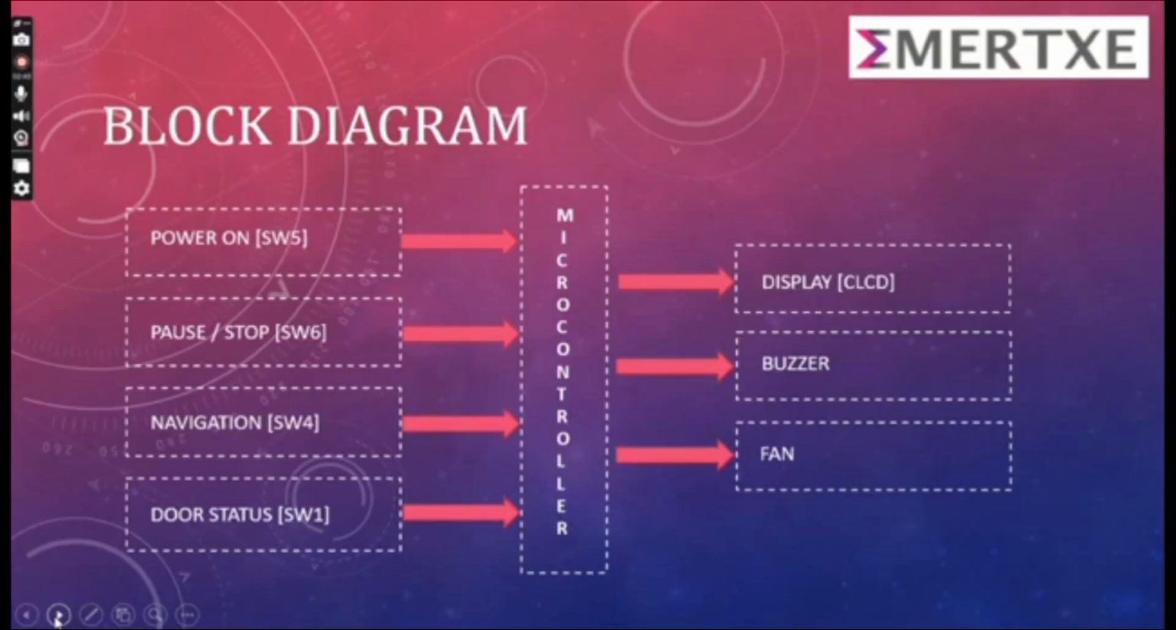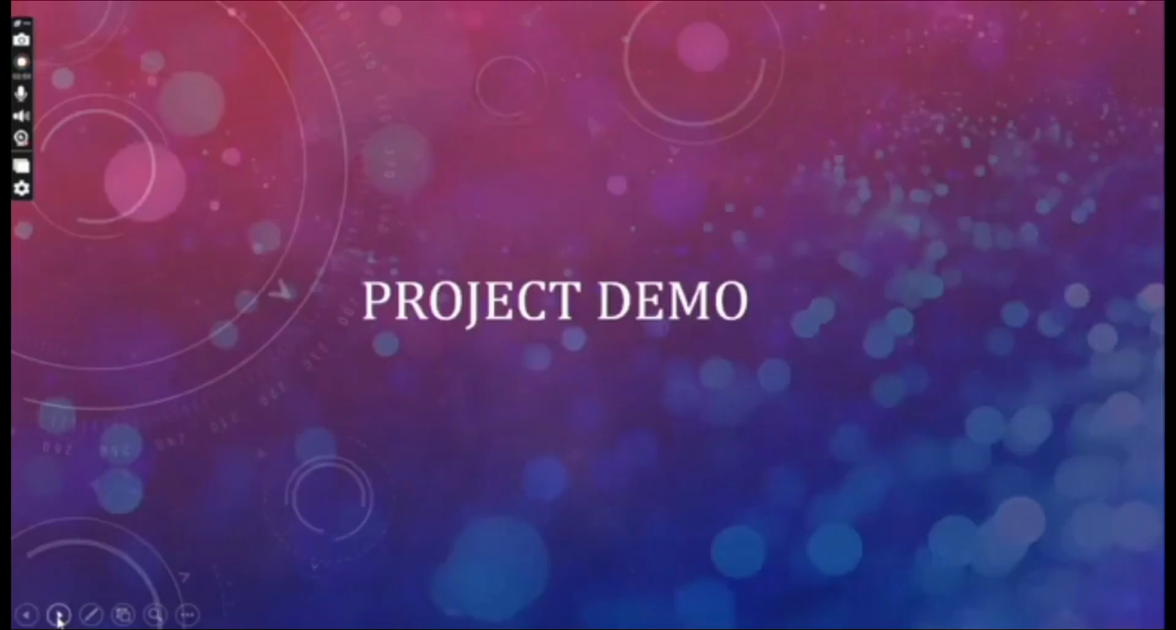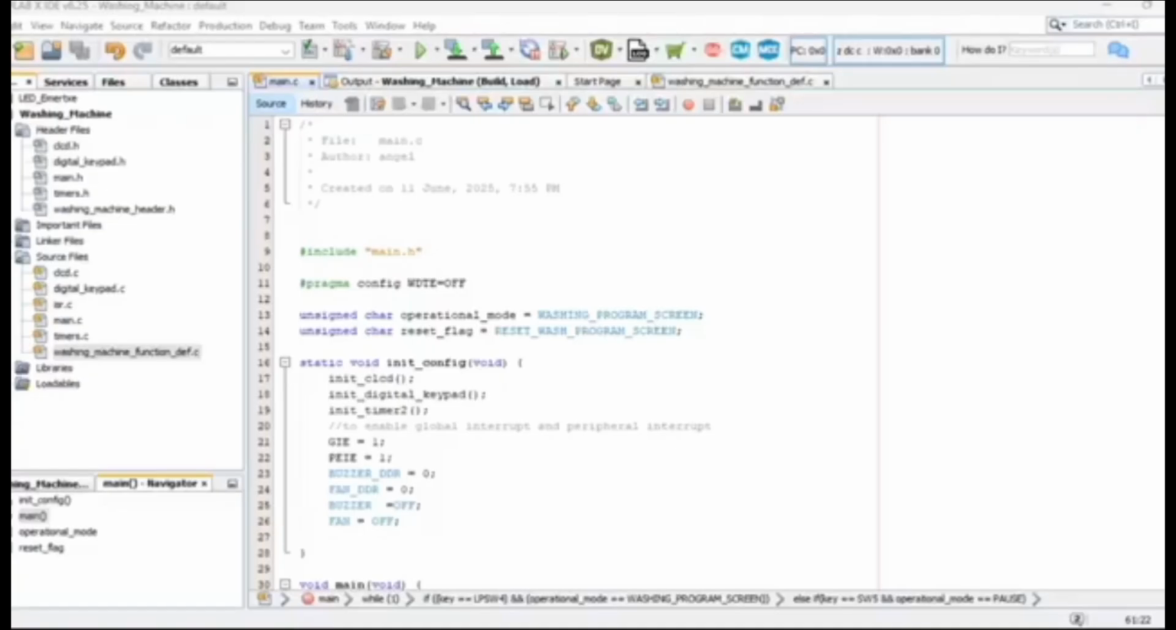To the right of the microcontroller, we have the display, which shows the washing functions on the CLCD, that is the LCD display. Then we have the buzzer and then the fan. Now let's go and look into the project demo.